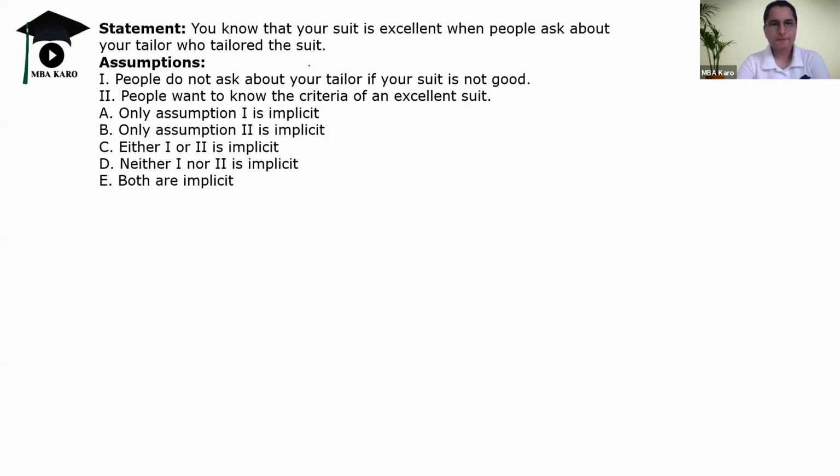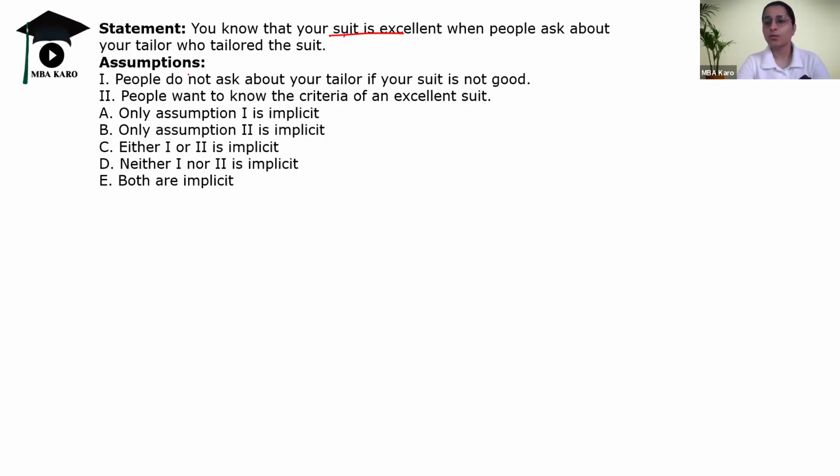Okay, so the statement is, you know that your suit is excellent, or any dress you are wearing is excellent, when people ask about your tailor who tailored the suit. This is a statement that if you're wearing something nice or if you're looking good, let's say you just got a fresh haircut, you are looking really good, so people are going to ask you, where did you get this haircut from? Where is your salon? Who is your hairstylist?